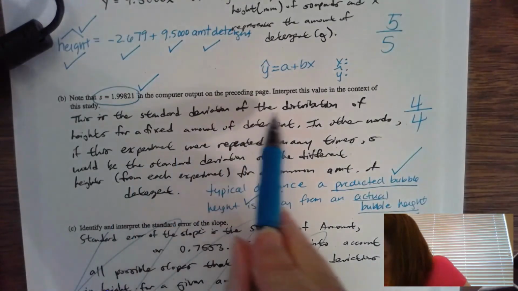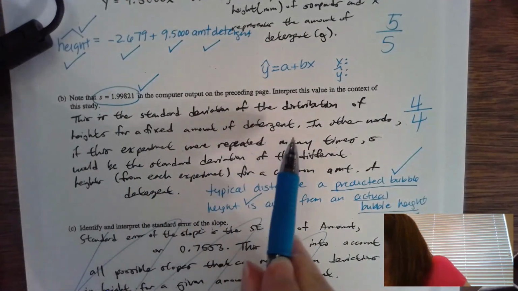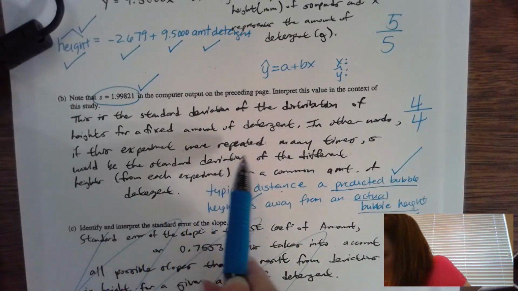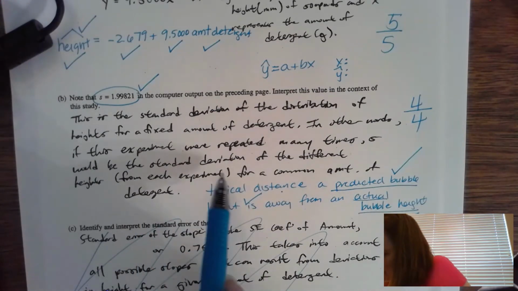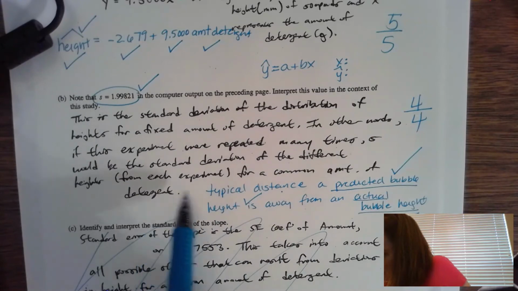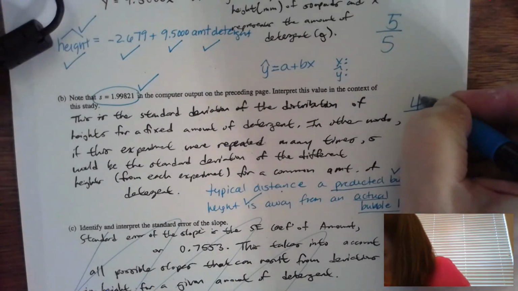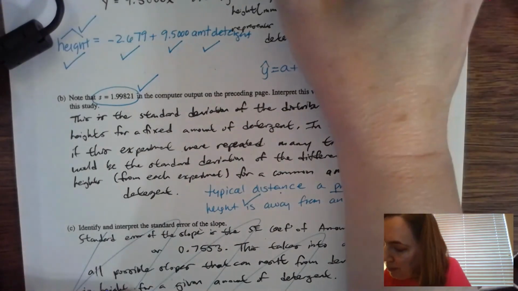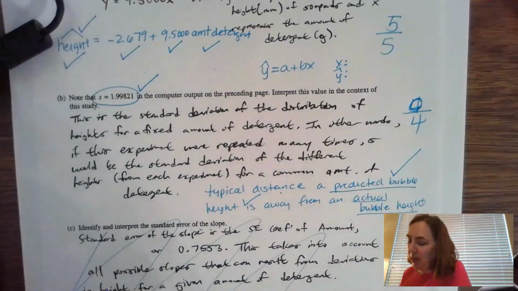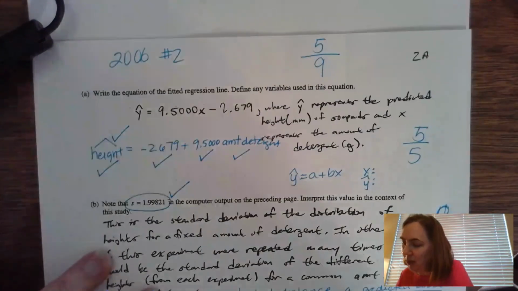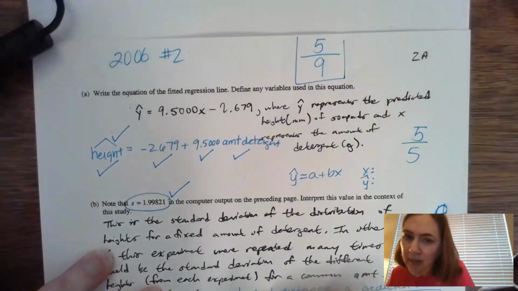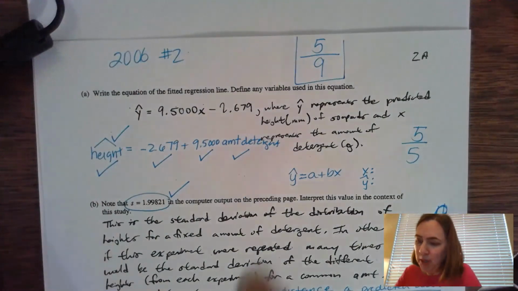This is the standard deviation of the, for a fixed amount of, in other words, the experiment was repeated many, many times. There would be standard deviation of different heights from a... this person would have gotten nothing. All right, so that means my person got 5 out of 9. I'd like to see that typical distance going on. And so we are now finished grading this particular problem.